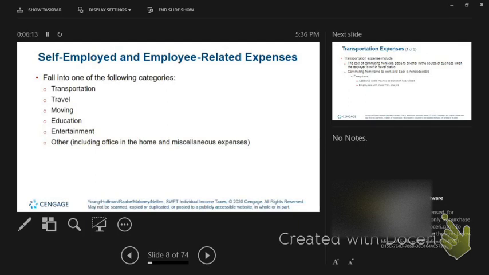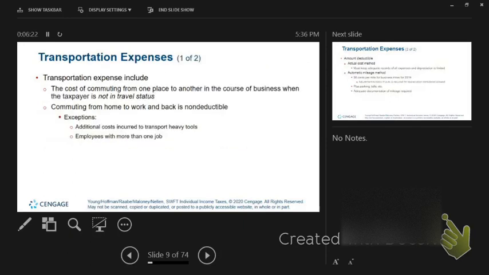So expenses fall into the following categories. We got transportation, travel, moving, education, entertainment, and then we have other. So we'll address those as we go. So transportation, there's a couple different things. We have transportation, which includes commuting, all right, which commuting is not deductible, or included in cost.